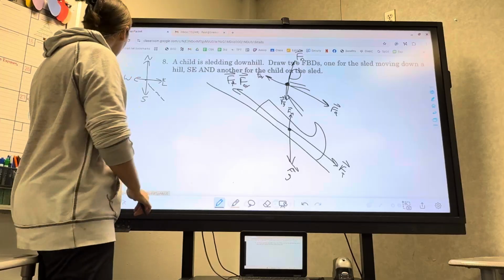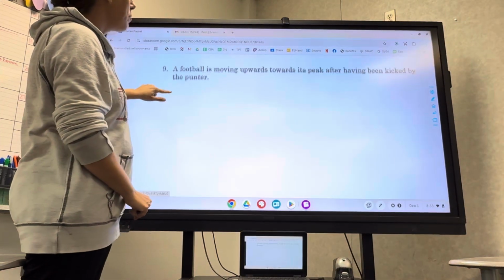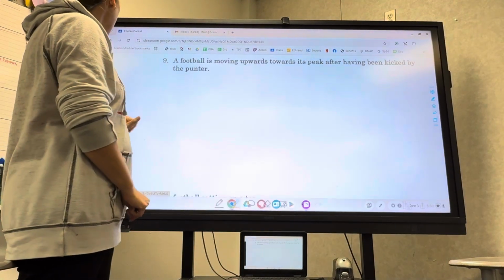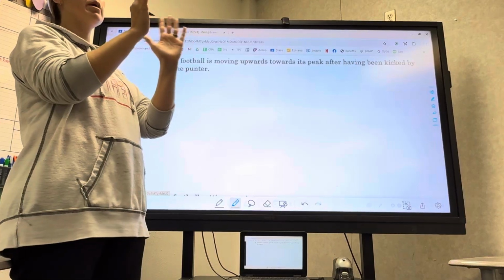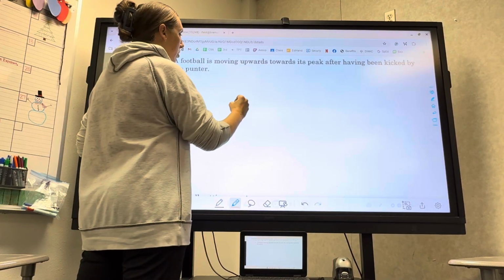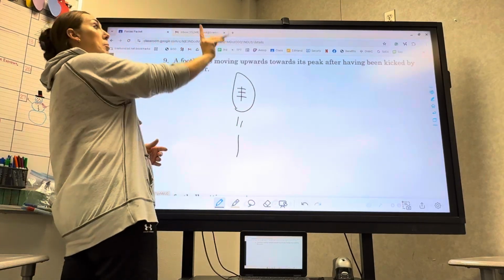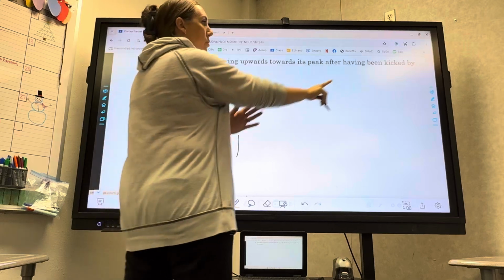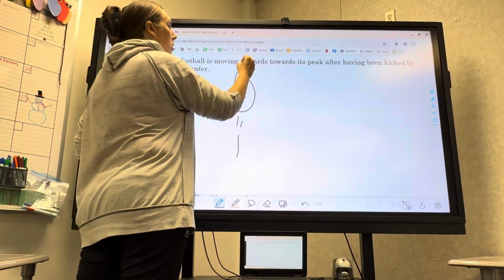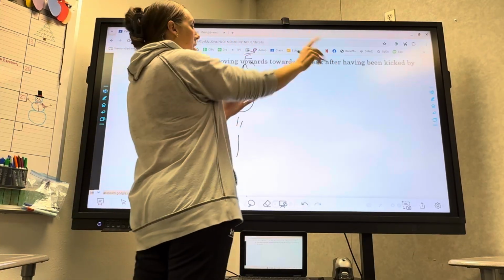Almost done. Last 2 are easy. A football is moving upward towards its peak after having been kicked by a punter. I would assume upward would be directly up, but I'll specify it for your test. So if I was going to just do an upward, and it's okay if you did a sideways upward, it's the same thing. So my force applied would be upward, or if you drew it to the side, that's fine.